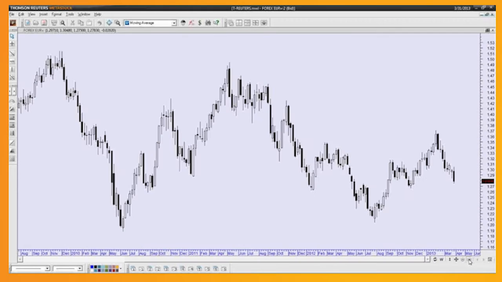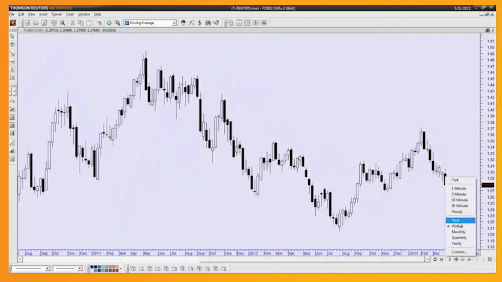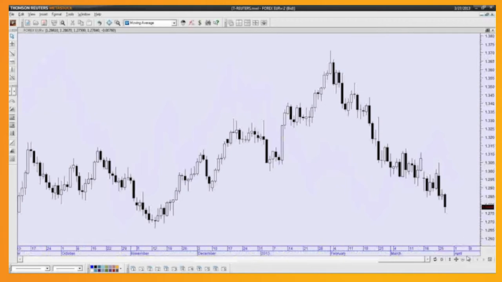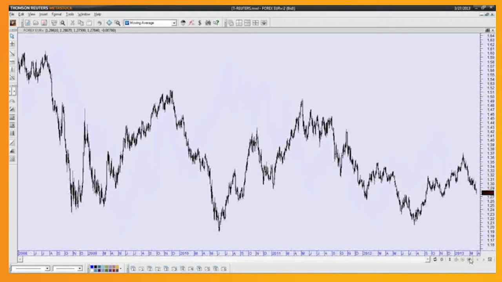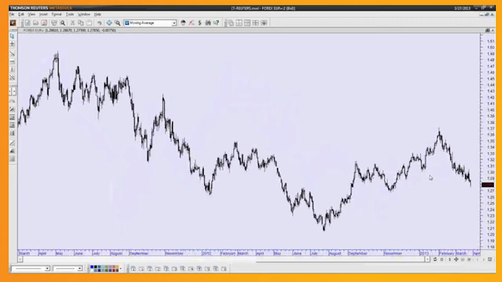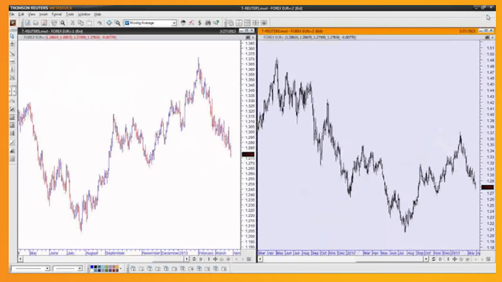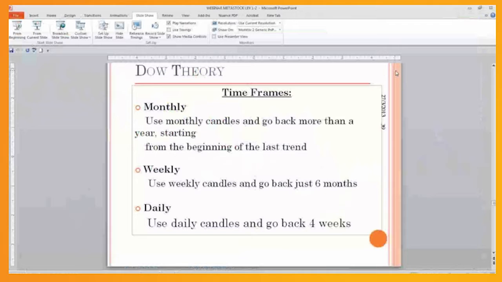So if we are on the daily, and this was happening on the media, they are showing the daily, and then they show actually all this, or maybe a little bit less, but they show all this part. And this is really very basic if you want to know what kind of trend we have. So that's why allow me to show you again what Dow said about the time frames.